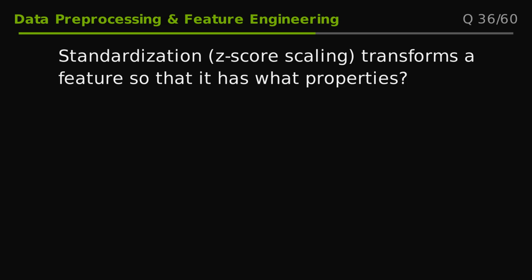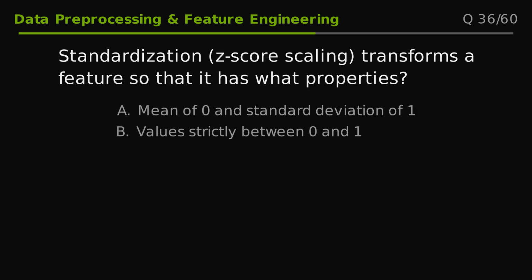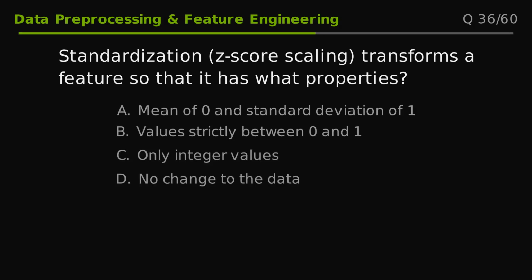Question 36. Standardization, or z-score scaling, transforms a feature so that it has what properties? Option A. Mean of 0 and standard deviation of 1. Option B. Values strictly between 0 and 1. Option C. Only integer values. Option D. No change to the data.